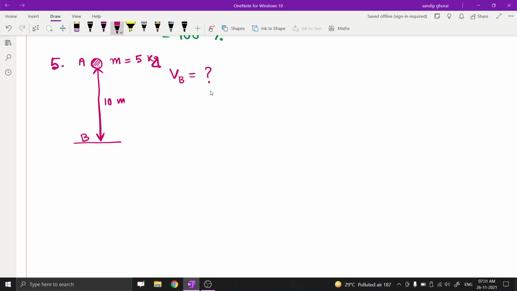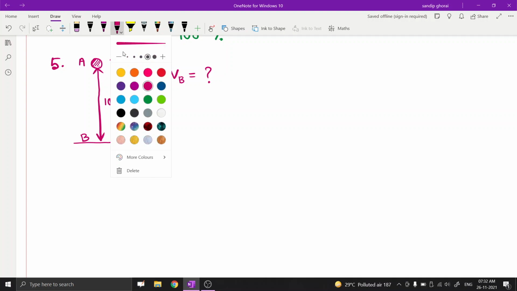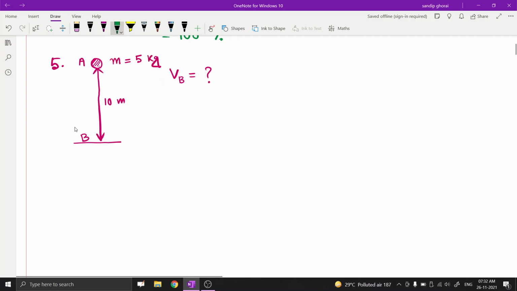So at first the body is placed at a certain height 10 meter from the ground point B, and the body is dropped and freely falls, and after a certain time the body reaches point B. Now the question is, what is the velocity, or maximum velocity, or final velocity of the ball at point B? Simply, when the body is placed at point A, there is no motion.